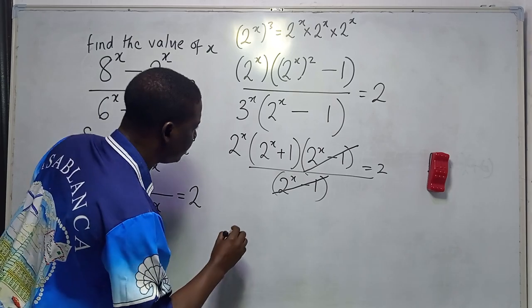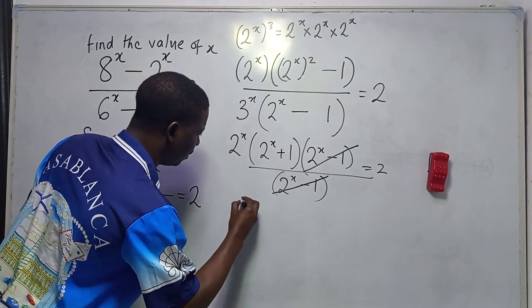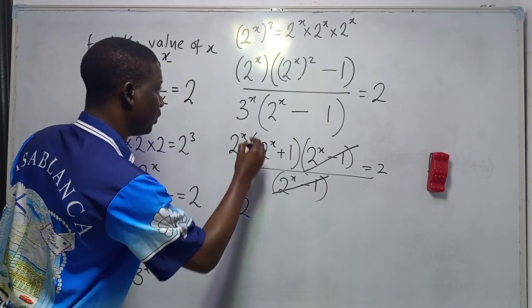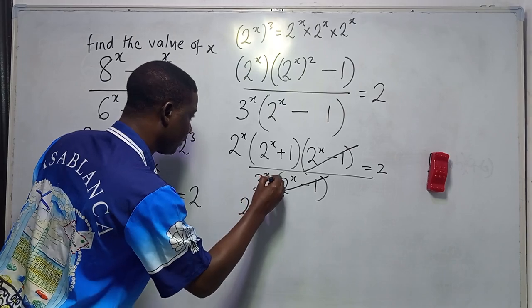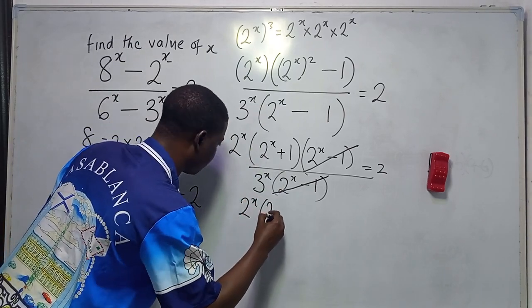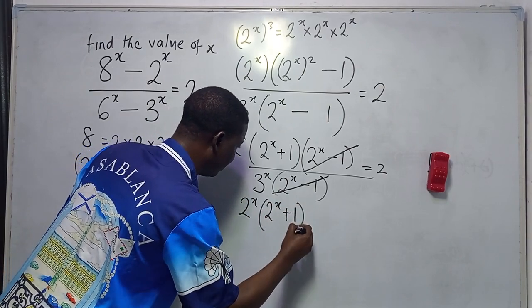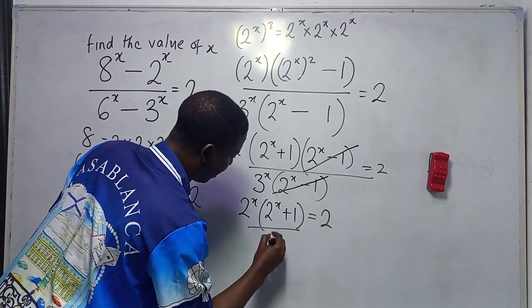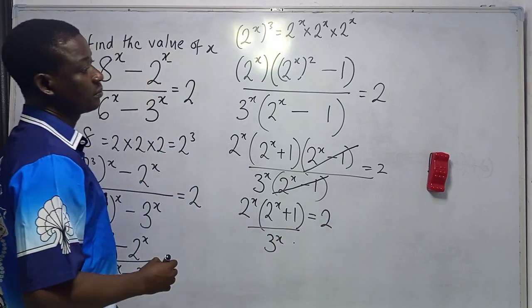We go. So that means we are going to have it as what? 2 raised to the power x. Now there is 3 here. Don't forget there is a 3 here. You cannot throw it away. 2 raised to the power x into bracket what? 2 raised to the power x plus 1 into what? 2, all divided by what? 3 raised to the power x.